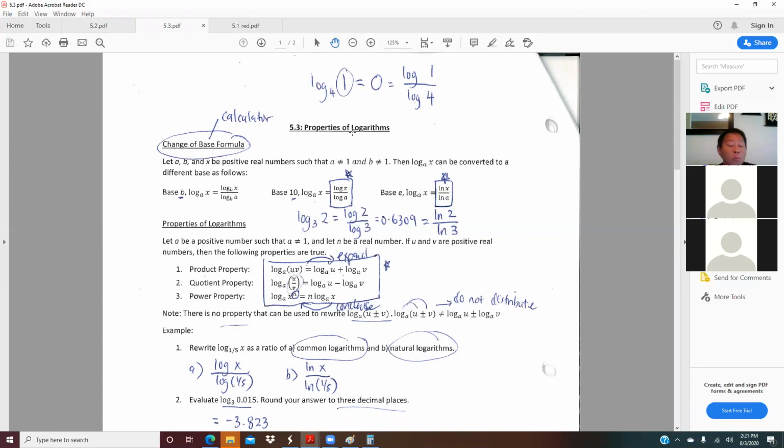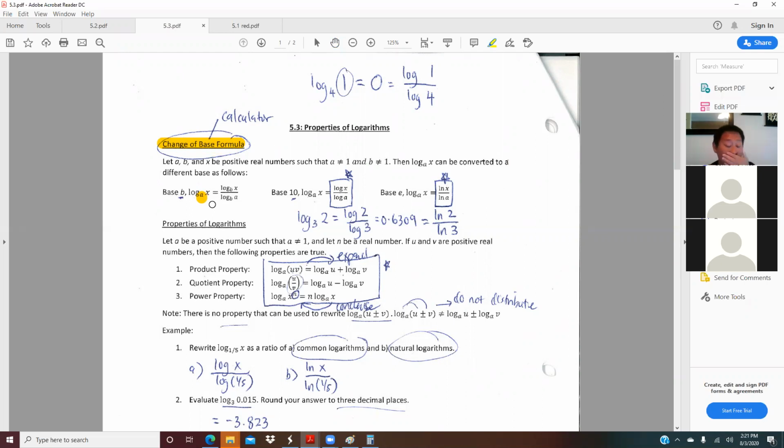Present, thank you. So 5.3 is where we talk about the properties of log. There are 4 important properties of log here. The first property is called change of base. Change of base means that I want to change the base. That's what it is, because our calculators don't have a base a, because our calculator only has log or ln.